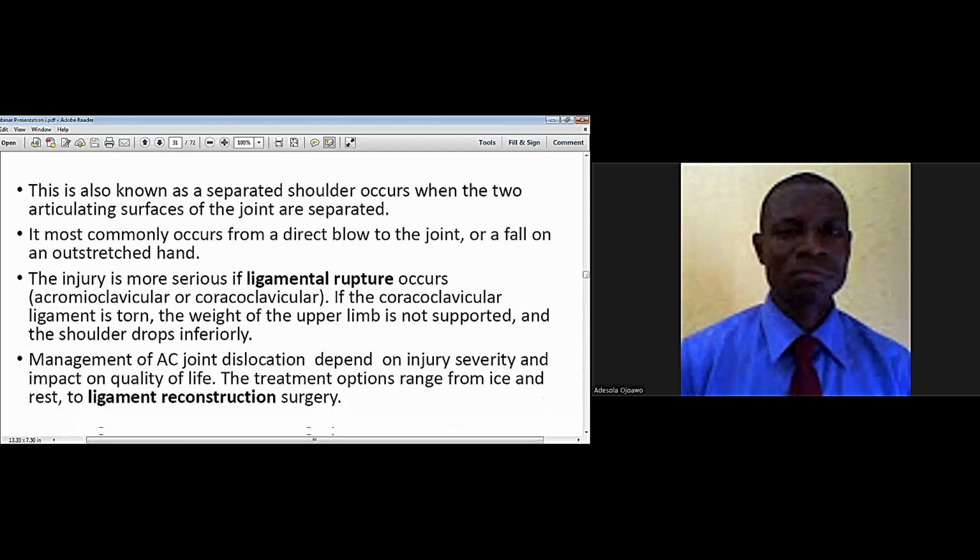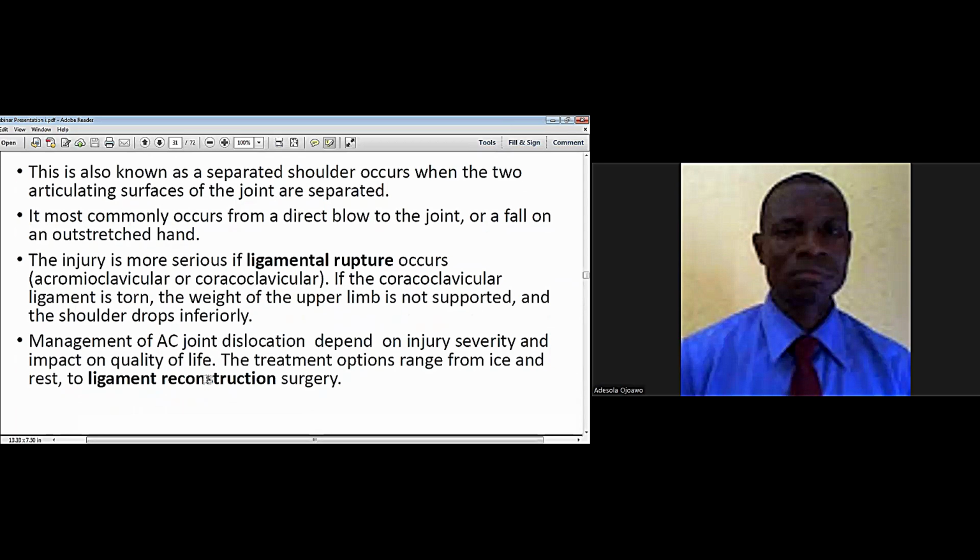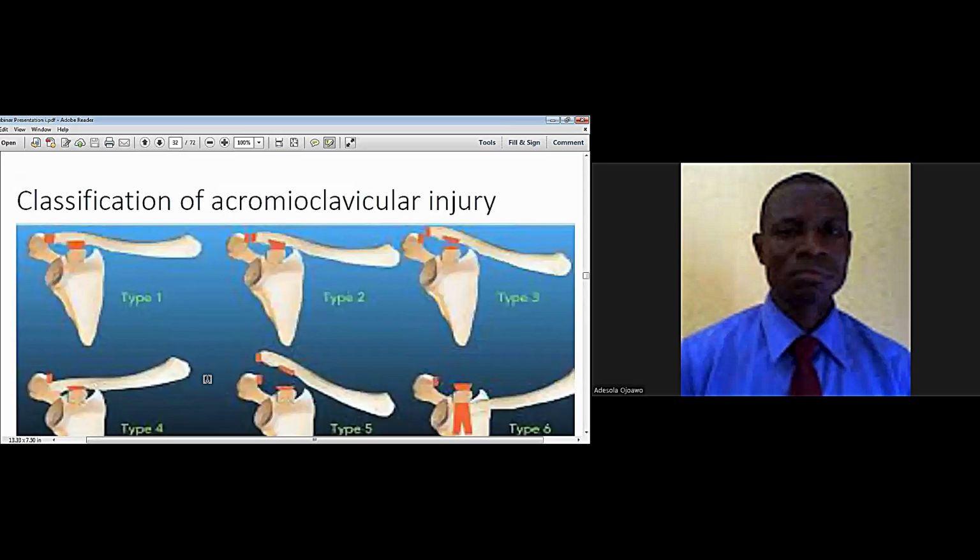So the management of acromioclavicular joint dislocation depends on injury severity and impact on quality of life. Most of the time, it may need surgery. It needs surgery.